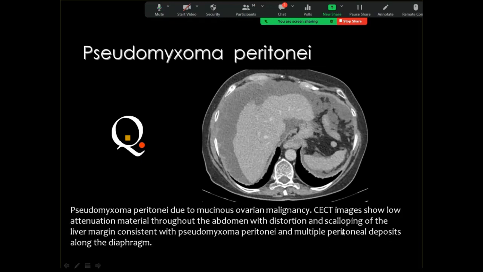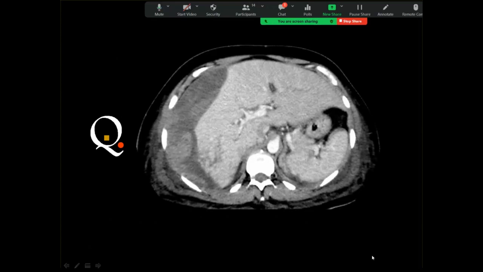Pseudomyxoma peritonei means that the peritoneal cavity is filled by gelatinous material, and this could be due to a benign lesion or a malignant lesion. Like if a mucocele of the appendix, for example, has been ruptured inside the peritoneum, it will result in pseudomyxoma peritonei of a benign lesion. And also, some of the ovarian malignancies may produce this appearance.